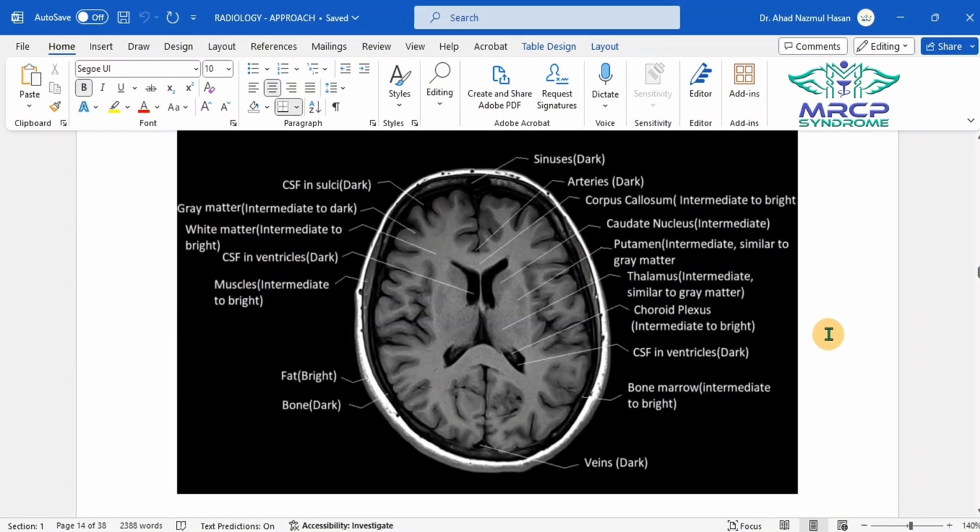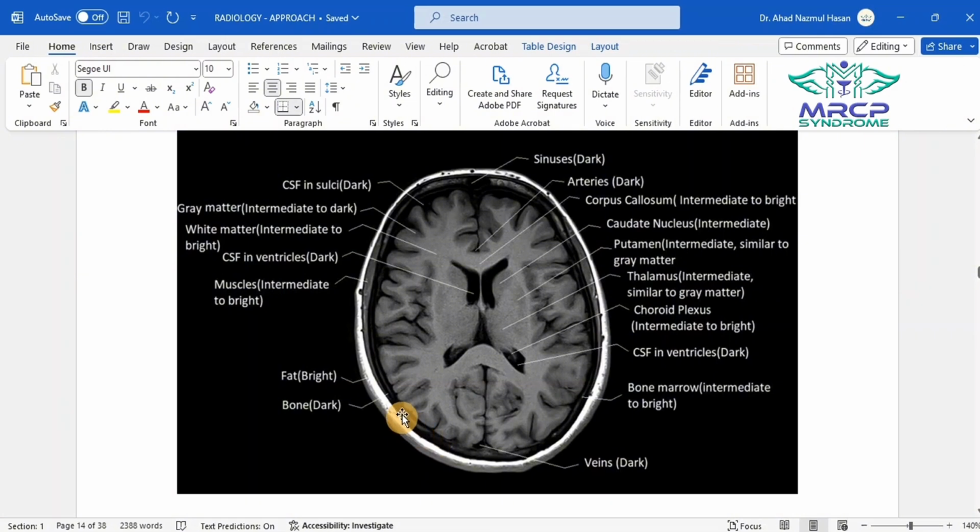So is this T1 or T2? T1. So what should be the color of CSF in T1? Black. The CSF would be black or hypointense. So within the sulcus, it is black, and also the ventricles. The ventricle containing the CSF will also be black. And the fat, the scalp region contains the fat, so it would be bright.